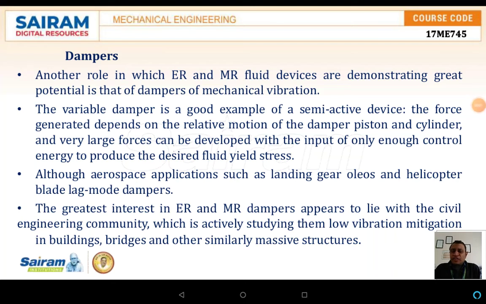The second application with respect to the ER as well as the MR fluid is the dampers. Another role in which ER as well as MR fluid devices are demonstrating a greater potential is in dampers for mechanical vibrations. The variable damper is a good example of a semi-active device. The forces generated depend upon the relative motion of the damper piston as well as the cylinder.